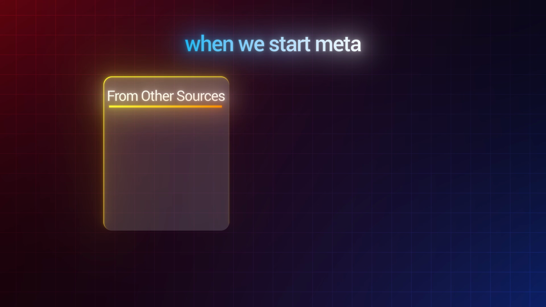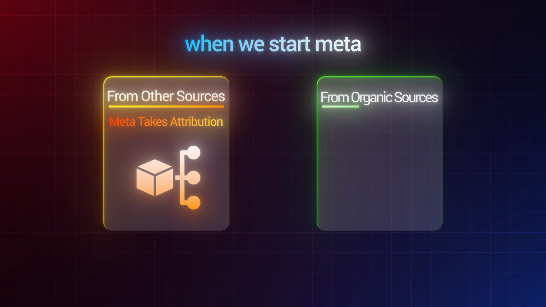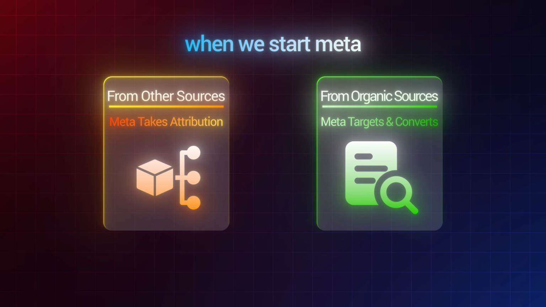One, there are people who come from other sources and Meta basically takes the attribution. Or there are a lot of people who came to our website from organic sources or they know about us from YouTube and Meta just targeted them and they converted. But the actual work was done by our organic content and other sources. Meta is just pushing the last few inches and calling it a day.